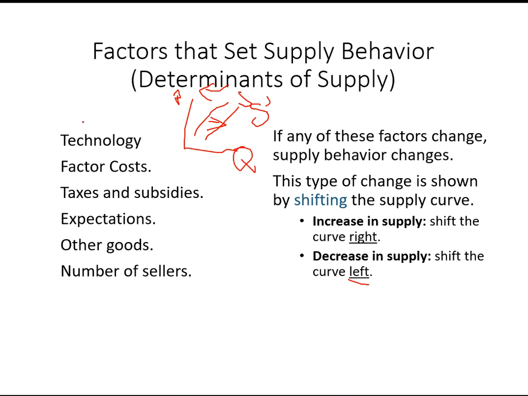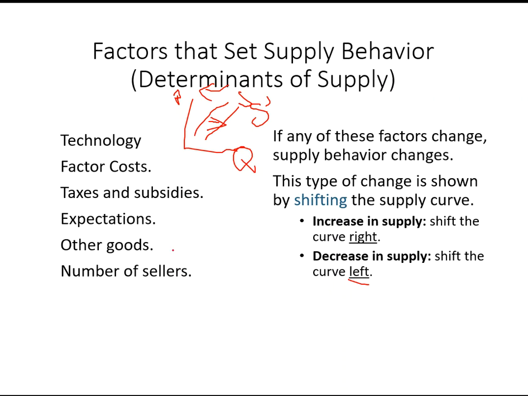So for instance, if producers are expecting the production cost to increase in the future, what is their decision going to be? Yes, they will try to produce more so that they reduce the impact of the future cost increase. So for the current supply curve, you will see the supply increase. If they're expecting the factor cost to increase in the future, they will increase production at the current state. That will increase the supply, so we shift the curve to the right.